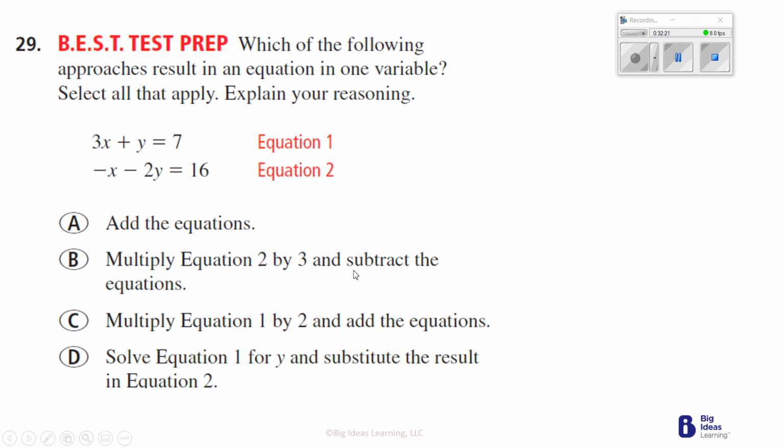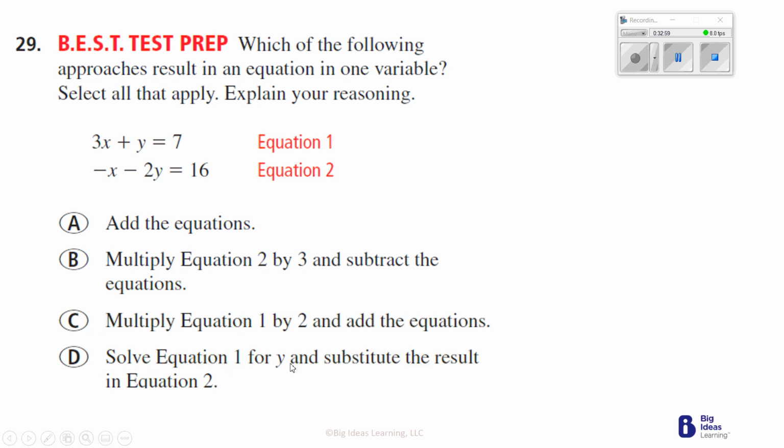Multiply equation 2 by 3, and that would give me a -3x here. That would eliminate my x, right? And subtract the equations. I like method B. Let's go with that. How about method C? Multiply equation 1 by 2. Okay, if I multiply this by 2, this is just going to give me a 6x. That's not really going to work, but it will also give me a positive 2y. That will work, because 2y minus 2y will eliminate the y's. So C is also going to work just fine.